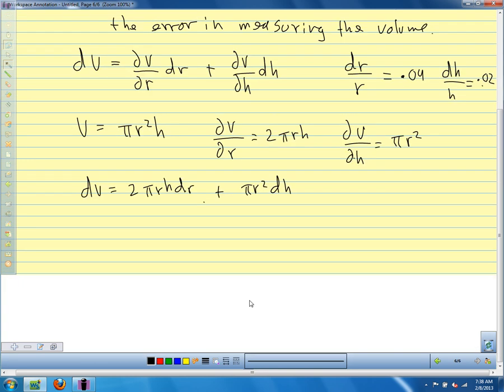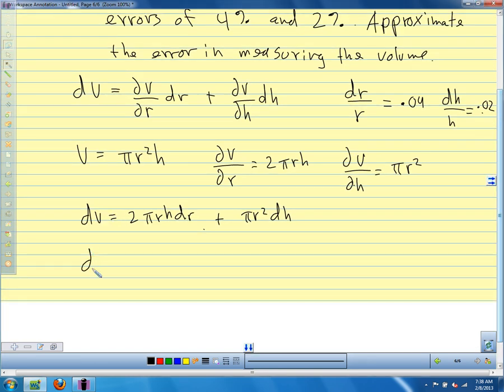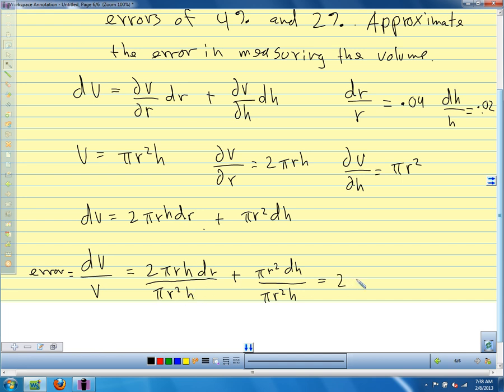And our measurement error is the change over the original. So dV over V, our error, is 2 pi r h dr over our original volume, pi r squared h, plus pi r squared dh over our volume, pi r squared h. And when I simplify this, what do I get? The pi's cancel, I get an r on the bottom, the h's cancel, so I get 2 dr over r plus dh over h.